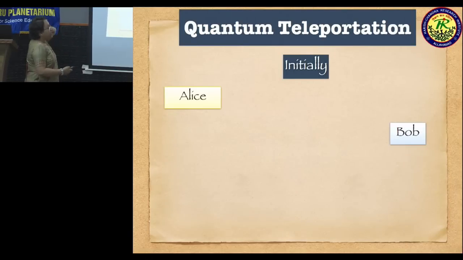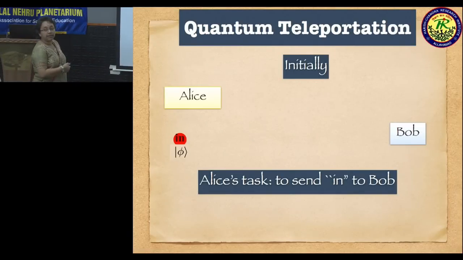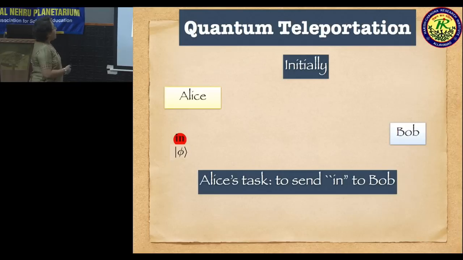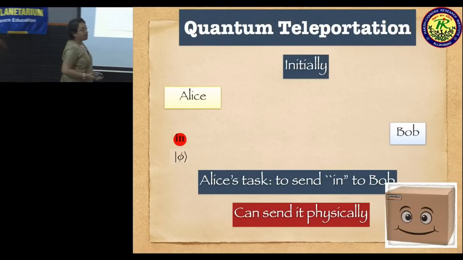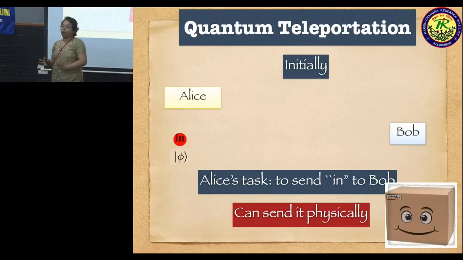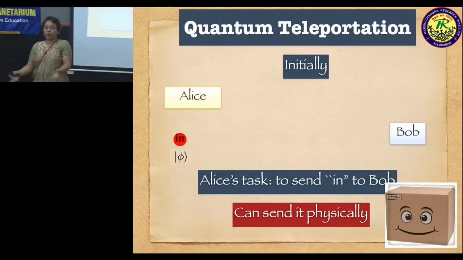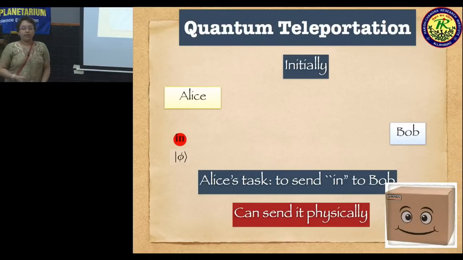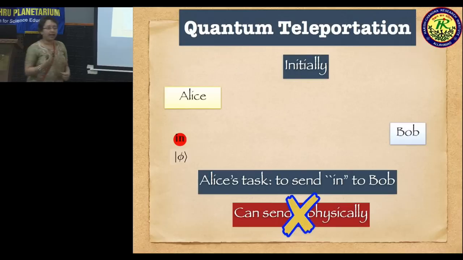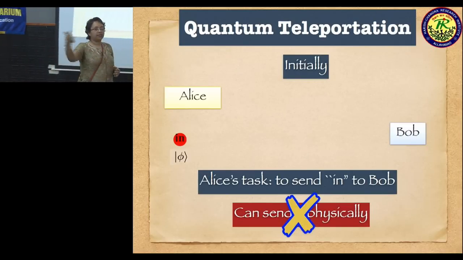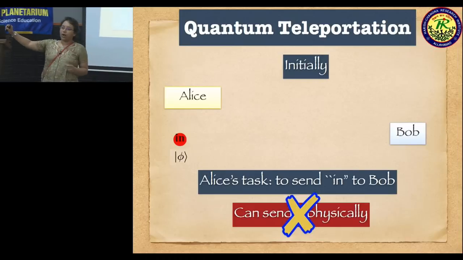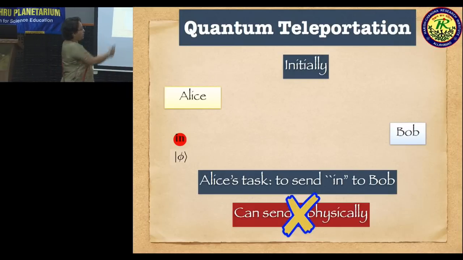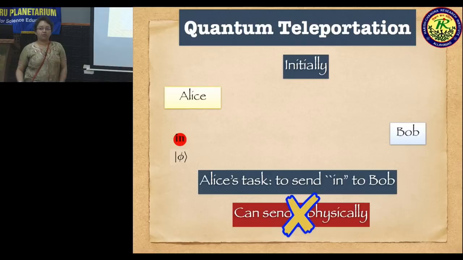So, Alice, as I said, has a certain state phi, which is the input state, and Alice's task is to send this input to Bob. Of course, you can say, okay, I put it in a box, I go and give it to Bob. This is one possibility. But this is not allowed: I cannot put it in a box and just give it to Bob as a gift. Alice wants to send this arbitrary quantum state to Bob, where physical sending is not allowed.